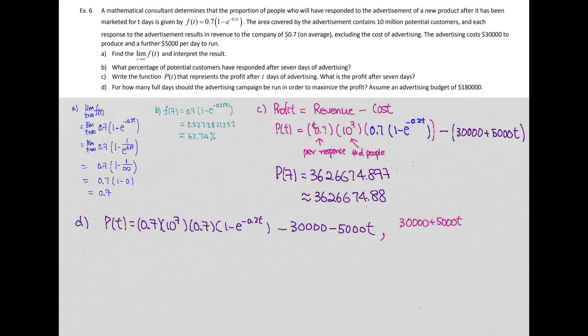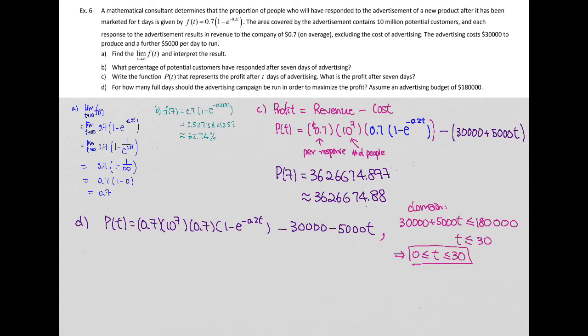And I only have $180,000 as a budget. That means the cost has to be less than or equal to $180,000. So subtract 30,000 on both sides, and then divide by 5,000. You get T is less than or equal to 30. Therefore, our domain is 0 less than or equal to T less than or equal to 30, because time can never be negative. After we find the domain, then we can find the differentiation.